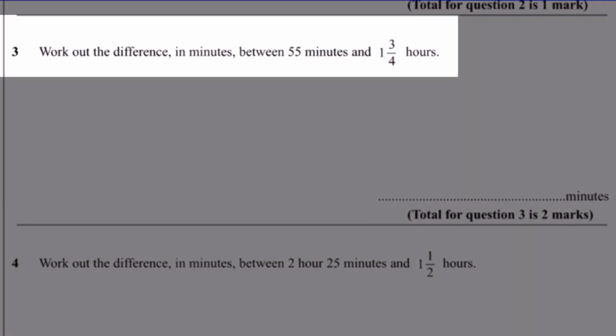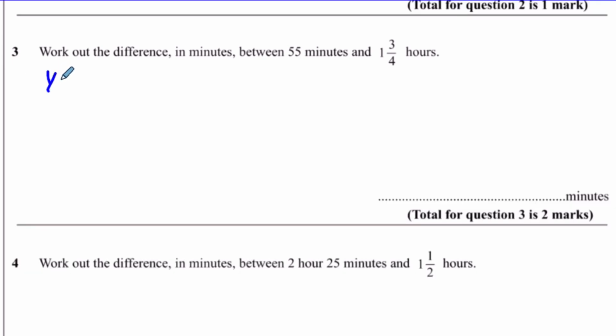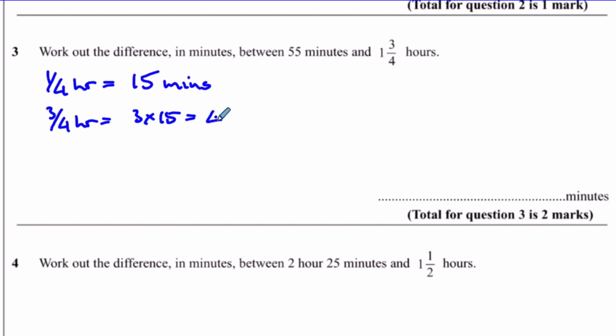Question 3. First thing, read the question. Work out the difference in minutes between 55 minutes and 1 3/4 hours. Okay, a couple of things to do. I'm going to assume that you know a quarter of an hour is 15 minutes. We've got 3/4 of an hour, so 3 times 15 is 45. So 1 3/4 hours is 1 hour 45 minutes.